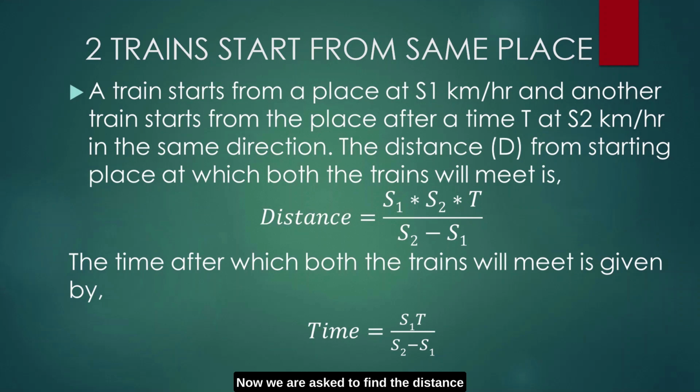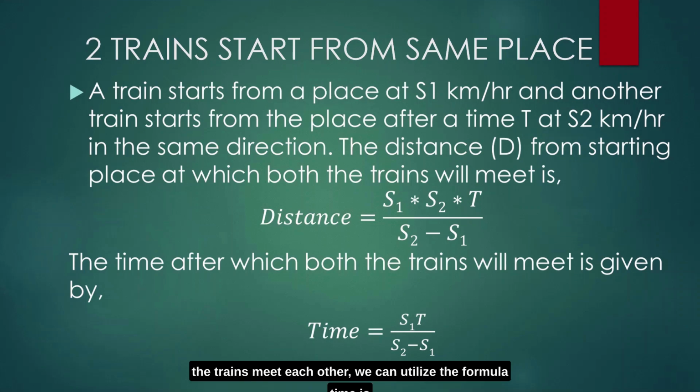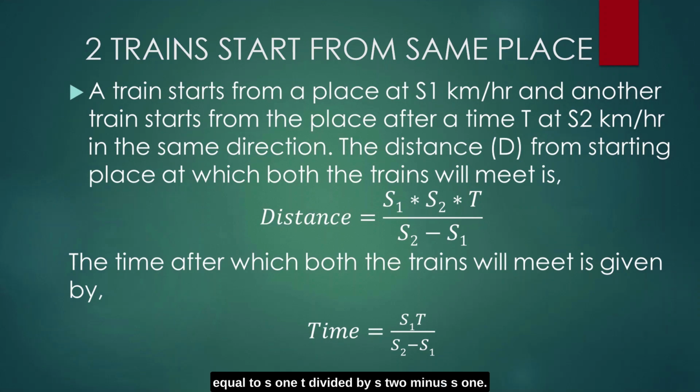Now, we are asked to find the distance from the starting point till the place where both the trains will meet each other. We can utilize the formula of distance is equal to S1 multiplied by S2 multiplied by t, the whole divided by S2 minus S1. Here negative sign is used in the denominator because both the trains are traveling in the same direction. In case they want to find the time at which both the trains meet each other, we can utilize the formula time is equal to S1t divided by S2 minus S1.